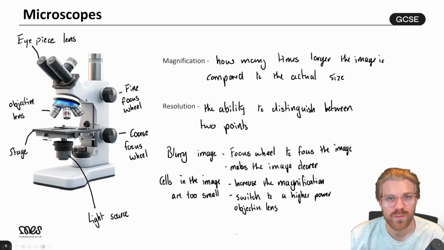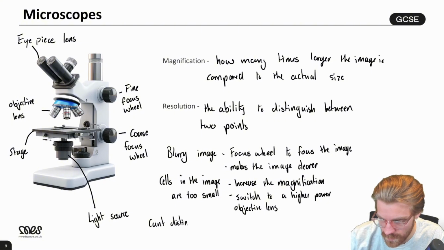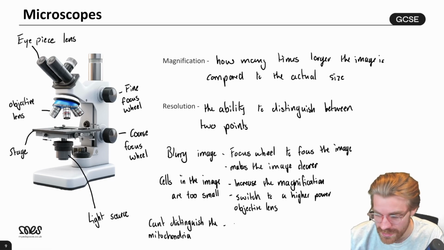What about if we can't make out the finer details? What about if we can't make out the mitochondria? So we can't distinguish the mitochondria. Well, the problem there is that our resolution is too low. So we would need to use a different microscope with a higher resolution.